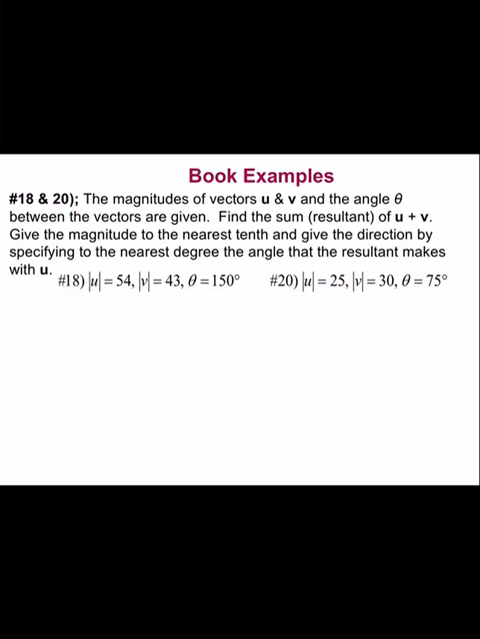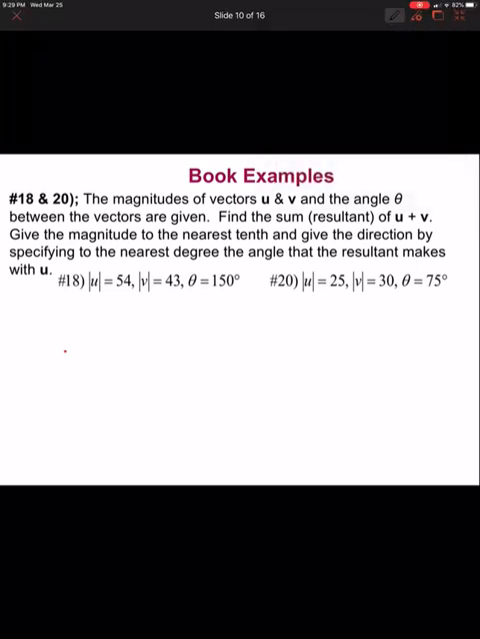Give its magnitude to the nearest tenth, and then give the direction of the resultant vector by specifying, to the nearest degree, the angle the resultant makes with u. So again, we're going to look at direction based off of vector u. So let's draw in vectors u and v. Here in problem 18, let's get a quick visual. With vector u, let's draw in this directed line segment, and I'm going to let it be horizontal, directed to the east here. So we'll do a horizontal vector, and its magnitude is 54.